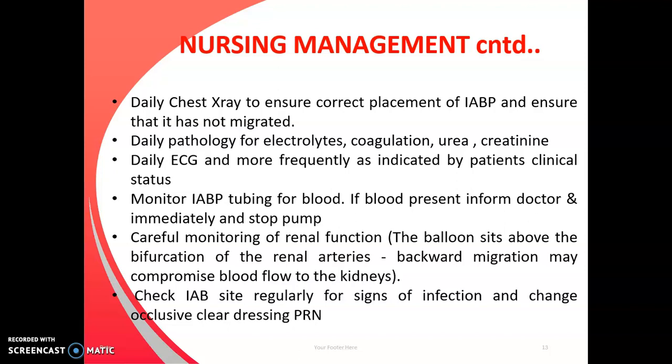Monitor the IABP tubing for blood. If blood is present, inform the doctor immediately and stop the pump. Careful monitoring of renal function. The balloon sits above the bifurcation of the renal arteries. Backward migration may compromise blood flow to the kidneys. Check the IAB site regularly for signs of infection and change the occlusive clear dressing.